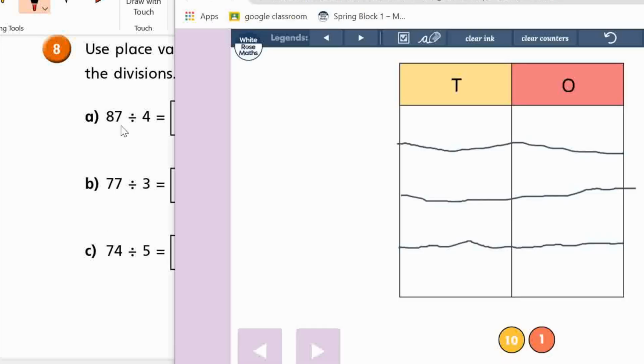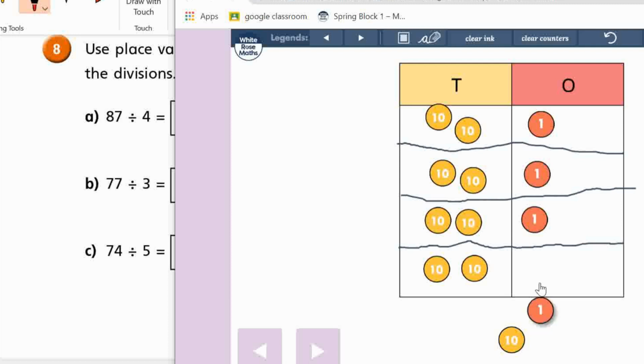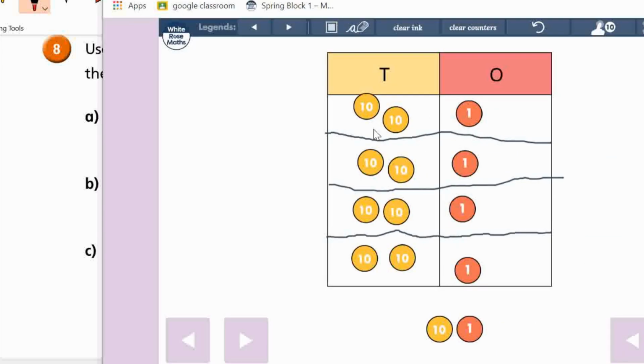Right, so we're doing 87 divided by 4. So I've got my 4 rows here, very badly drawn, and I'm going to put 8 of these in. 1, 2, 3, 4, 5, 6, 7, 8. There we go. Now I have 7 ones. Now we know that's not going to work. 1, 2, 3, 4, and I have another 3, but I can't distribute them equally. So the remainder is going to be 3. What is the number that we have in one row?